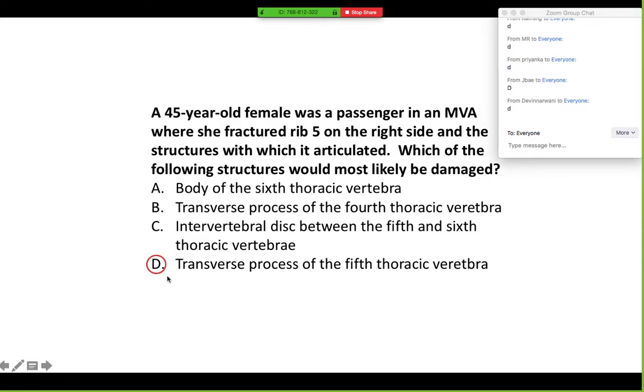Yep, good. It looks like you guys have got that down. So the answer would be D, transverse process of the 5th thoracic vertebrae. So the rib's either going to articulate at the same level, the transverse process at the same level, the vertebral body at the same level, or the vertebral body one level above, which would rule these other 3 out.